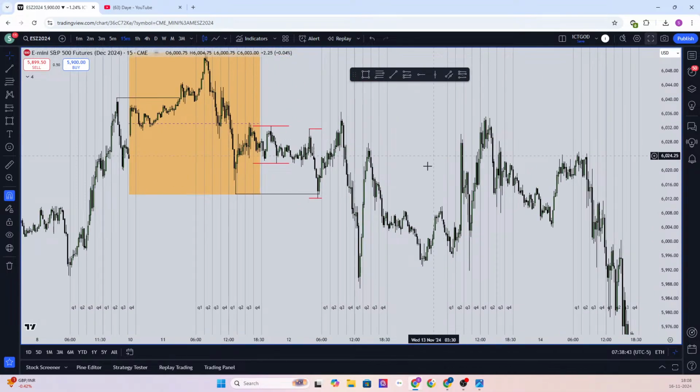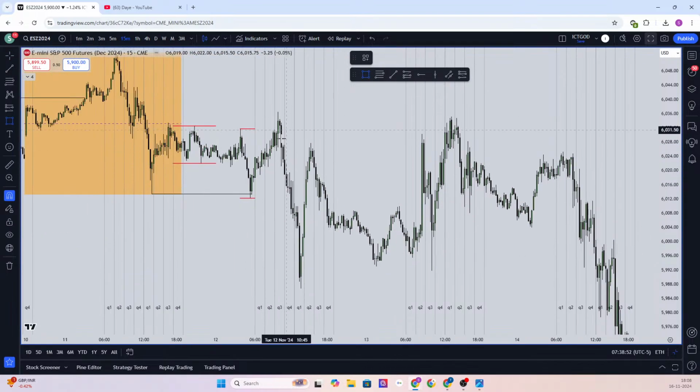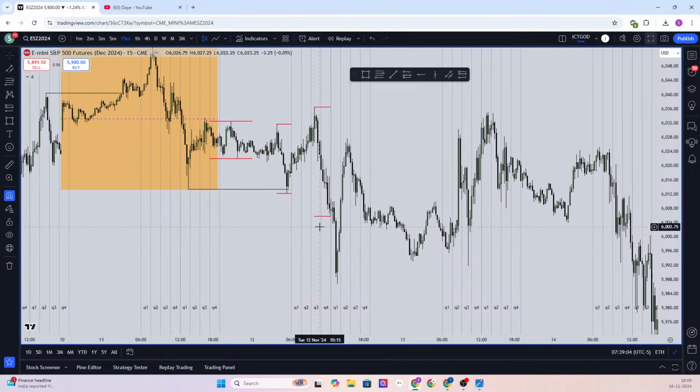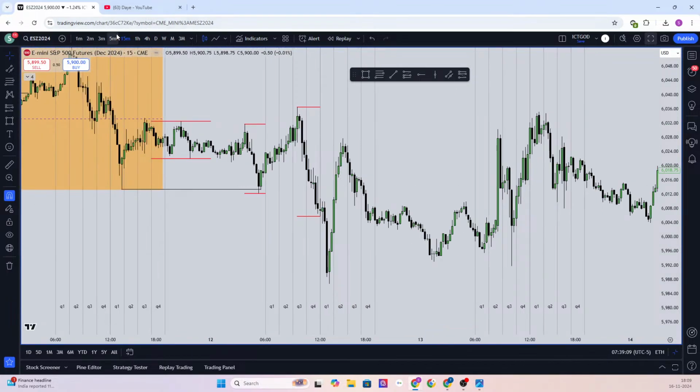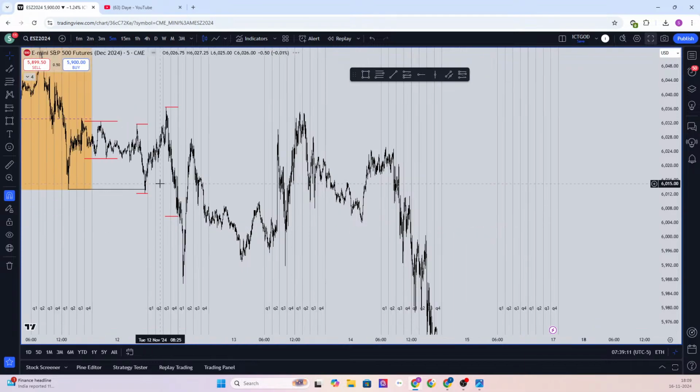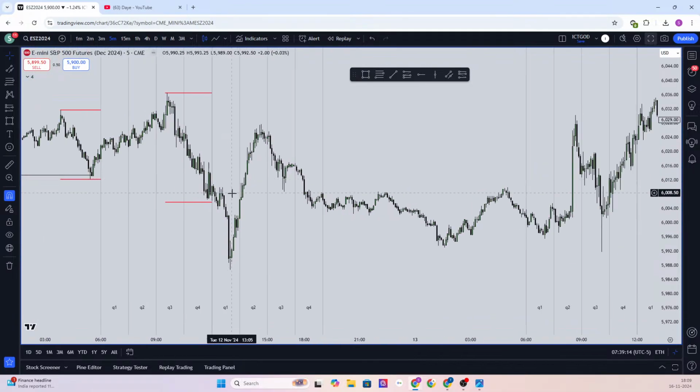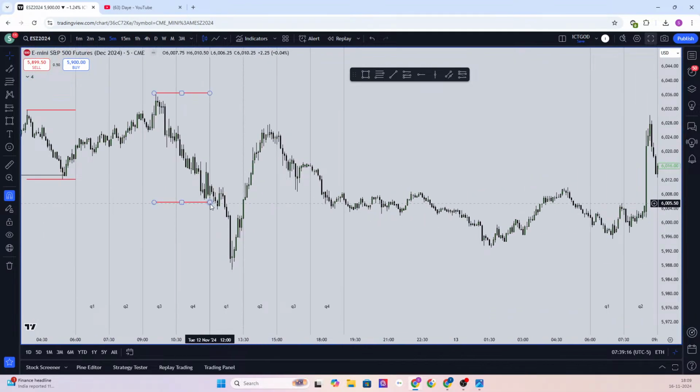Okay, if you can see, the price went even lower, and we had a PO3 here, power of three: accumulation, manipulation, distribution, right? AM session. And Q4. If you look at this Q1, I call this accumulation.